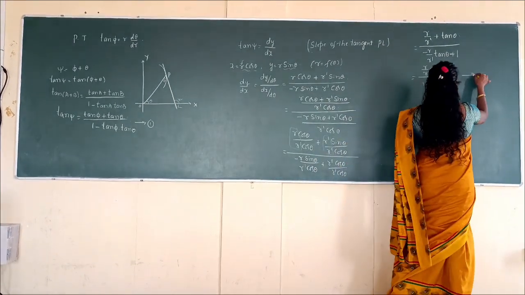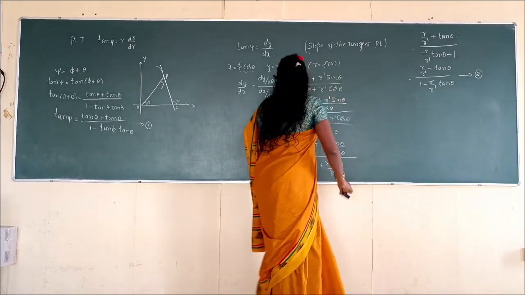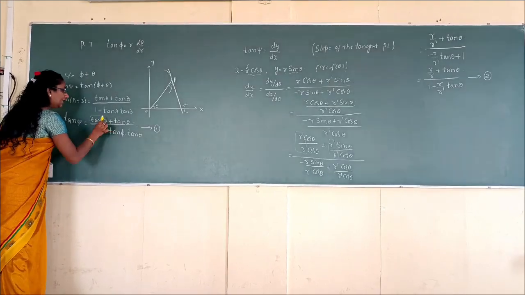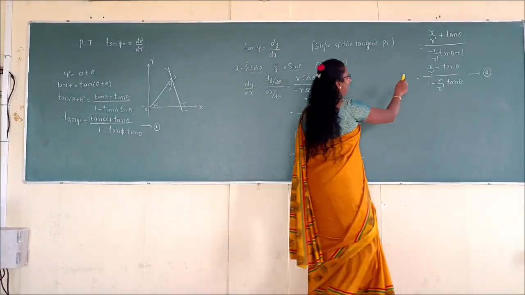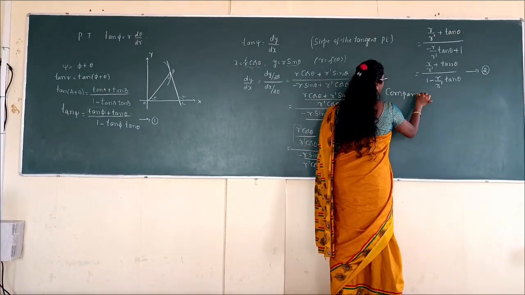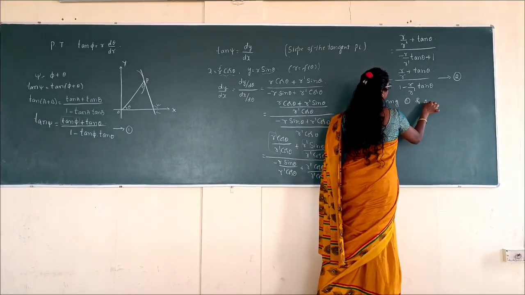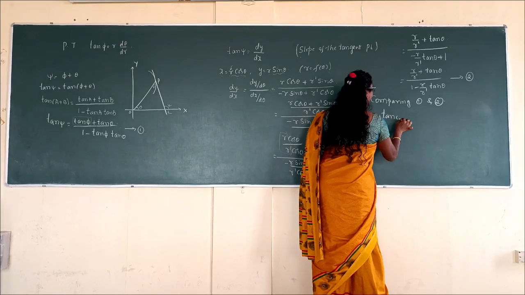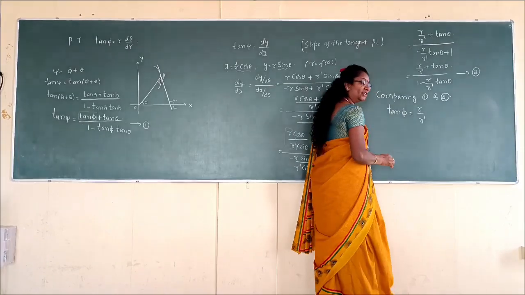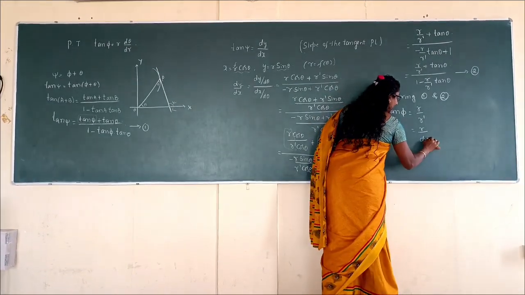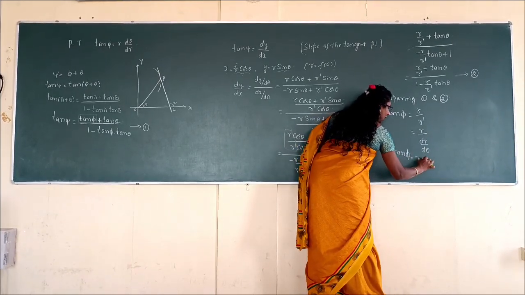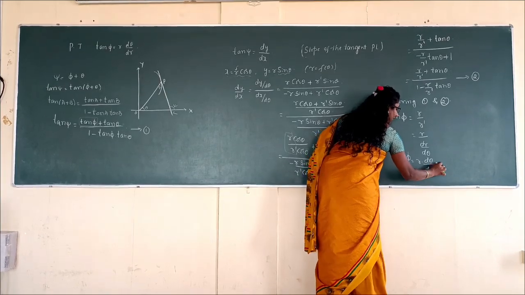Okay, let me call this equation number 2. Let me compare 1 and 2. Where we have tan phi, in that place we have r by r dash. So comparing 1 and 2, we can write tan phi equal to r by r dash. What is r dash? It is dr by d theta. Or we can write tan phi equal to r into d theta by dr.